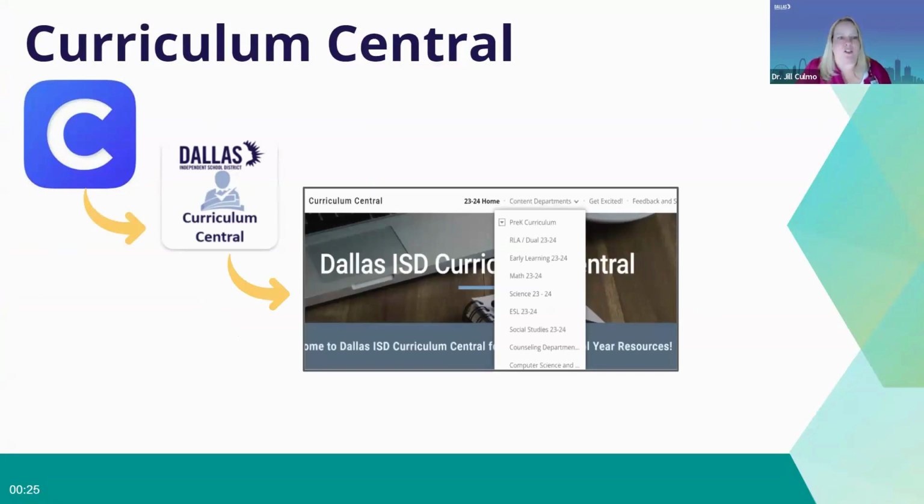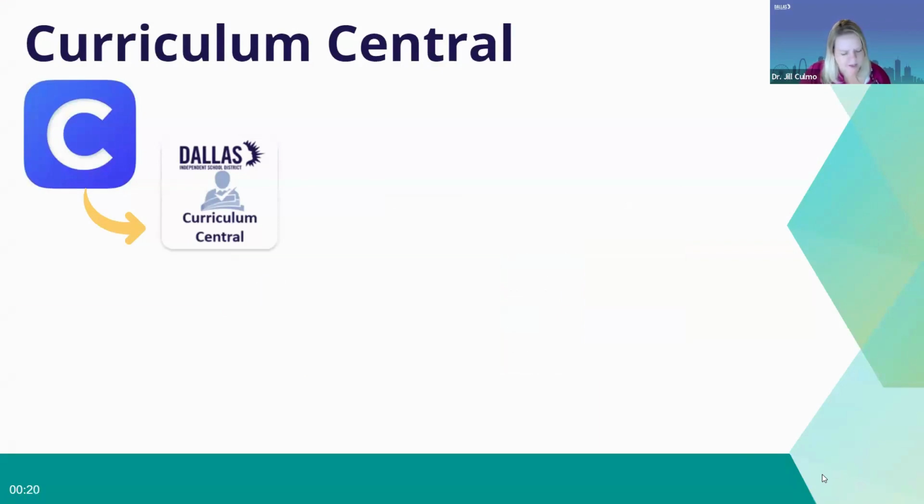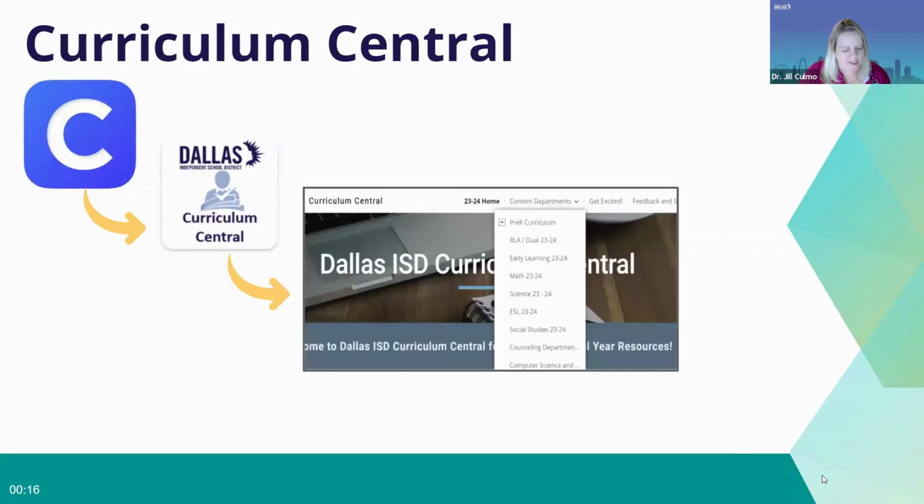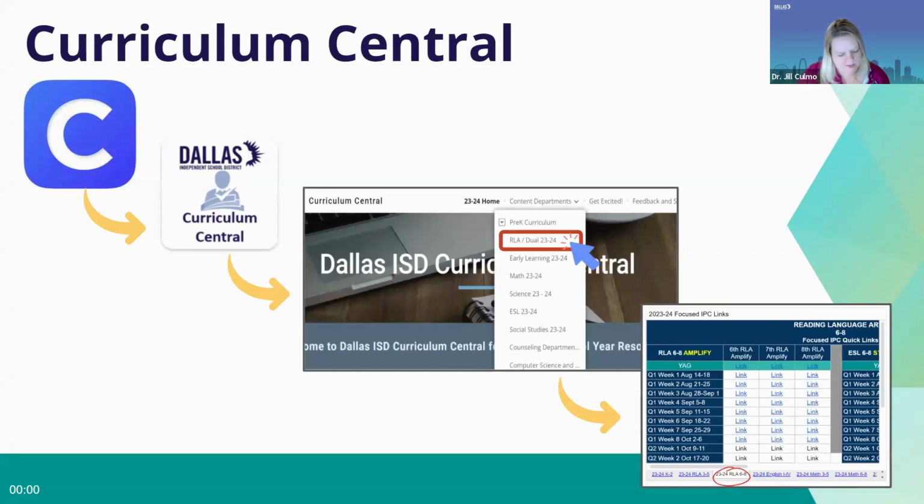Let's review how to navigate this platform. First, you'll access your District Clever account, and there you'll see an icon for Curriculum Central. Once on the page for Curriculum Central, you will click on the Content Departments tab and find Early Learning 23-24. You will click on 23-24 RLA K-2 on the spreadsheet to access your grade level. The IPCs specifically. Please note that the YAG is also linked at the top of this document.